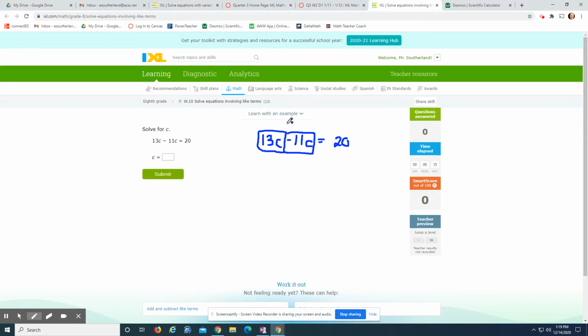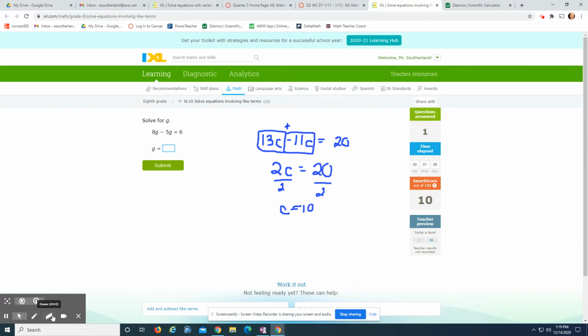So what I'm going to do is add these together. 13 plus negative 11 is positive 2. The C comes with it. And then it's still equal to 20. And then all I got to do is divide both sides by 2. And I get C is equal to 10. So I would just go to my assignment here and put C is equal to 10. Same thing. I'm just going to keep doing this over and over again.